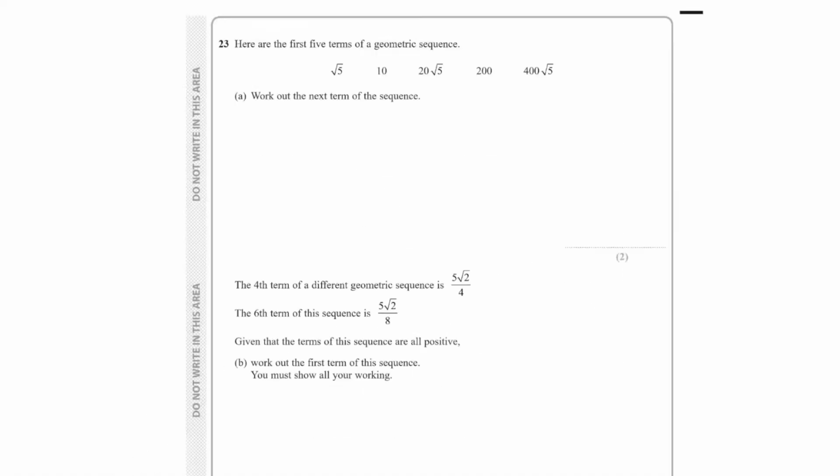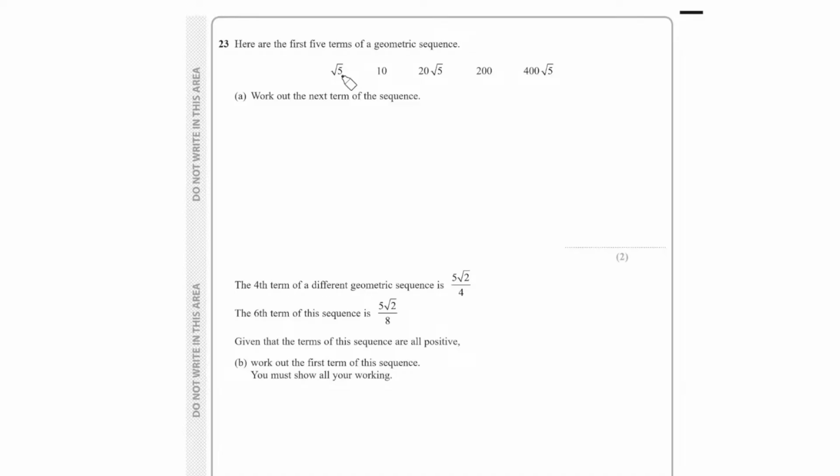Okay, so 4 marks. Question 23, here are the first 5 terms of a geometric sequence. So we need to memorize what a geometric sequence is. It's where every time you multiply by the same thing. Multiply. So it says work out the next term in the sequence. We need to work out what they've multiplied by every time.